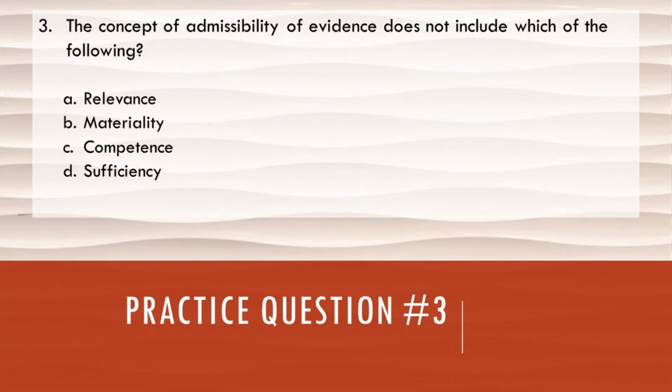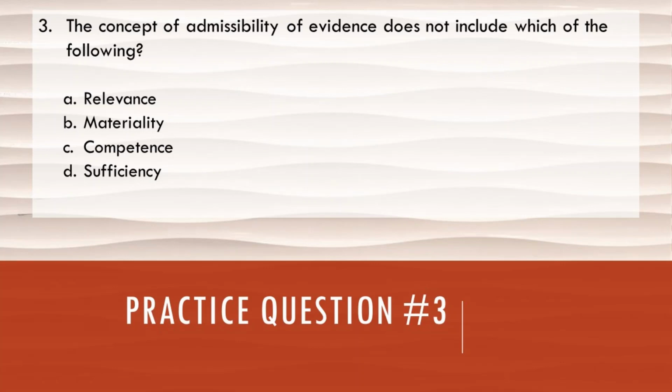Number 3, the concept of admissibility of evidence does not include which of the following? A, relevance. B, materiality. C, competence. Or D, sufficiency. So think about admission of evidence, especially in a court of law. If you've ever watched any court shows, or maybe you have been inside court as a jury member, you know that evidence should be relevant to the case.